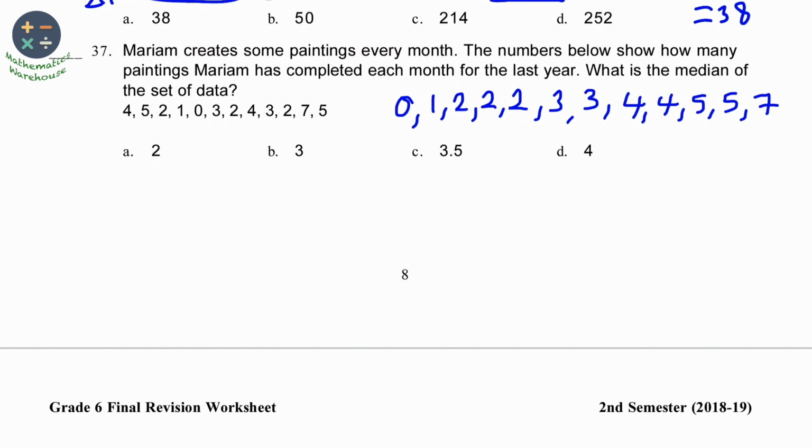By looking at this set, you would have two values exactly in the middle. So to find the median, we have to add them, then divide them by 2. So it's 3 plus 3 divided by 2, which equals 3. So the answer is B.